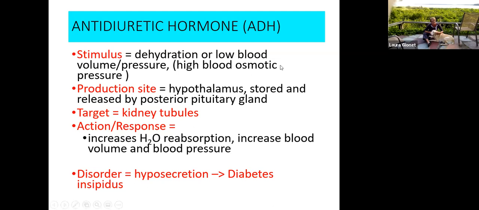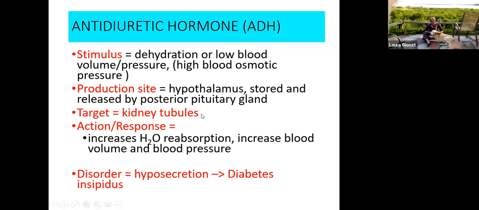We talked about blood flow in the first chapter on blood, and what happens when we change the consistency of blood. All right, so the stimulus is you're dehydrated, you have low blood volume, low blood pressure, and or you have a high concentration of solute, osmolality in blood. Right, the production site for antidiuretic hormone is actually the hypothalamus. Then it gets transported to the posterior pituitary to be stored and released from there.